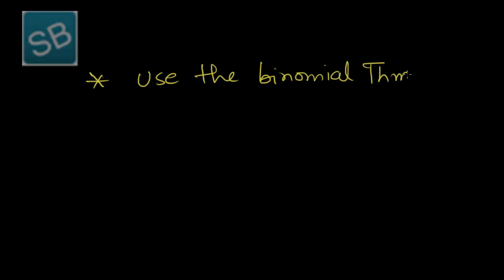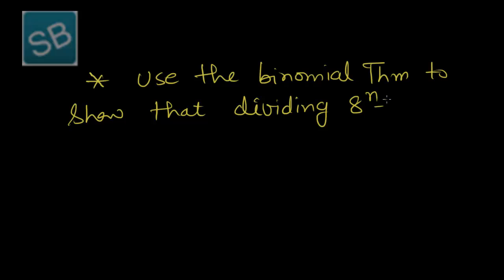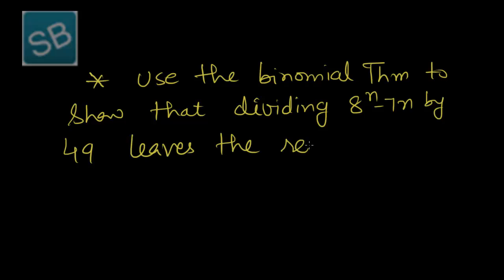Now the next problem is: use the binomial theorem to show that dividing 8 raised to power n minus 7n by 49 leaves the remainder 1. Now the solution is we have to find this term divided by 49.